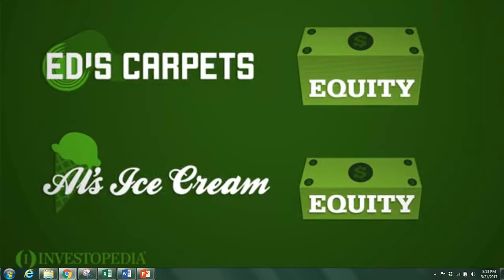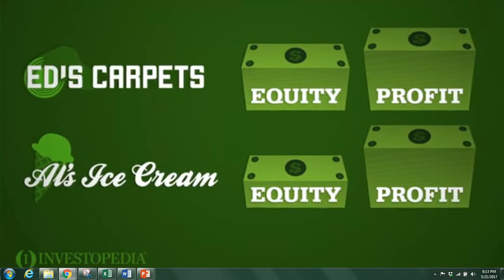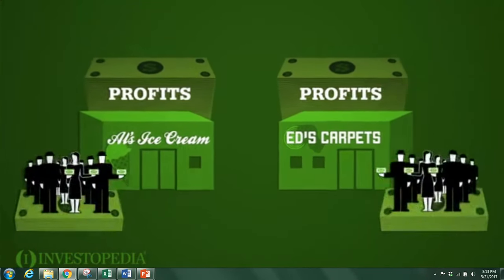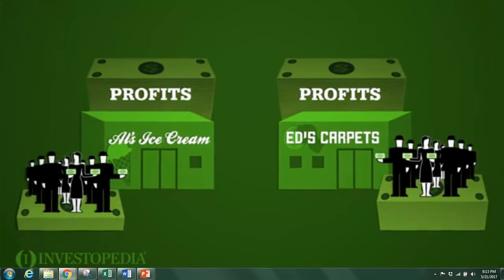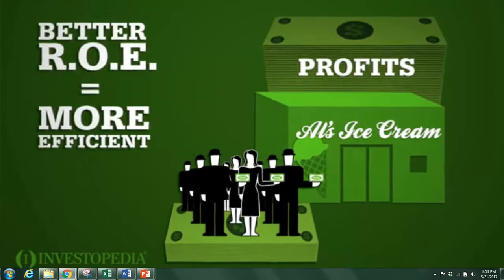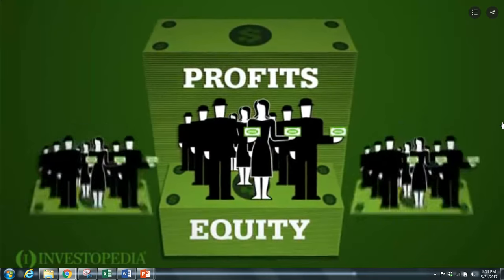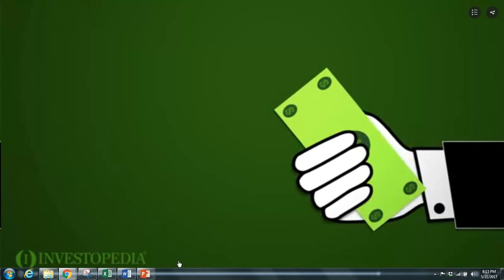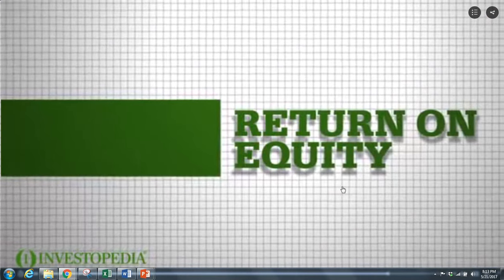Ed's Carpets had more equity to work with, but it produced the same profits as Al's Ice Cream. Put another way, Al's matched Ed's profits, despite the fact that it had less to work with. This suggests Al's is more efficient at generating profit from its equity. A good return on equity is attractive to investors. Mike goes to his stockbroker and buys shares of Al's Ice Cream. But no single measure can tell.